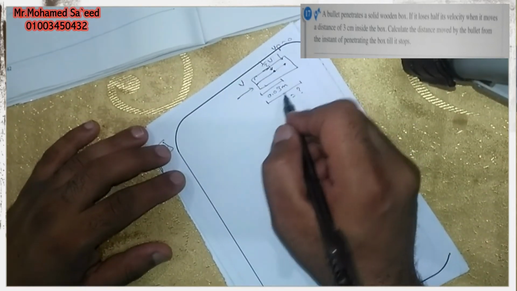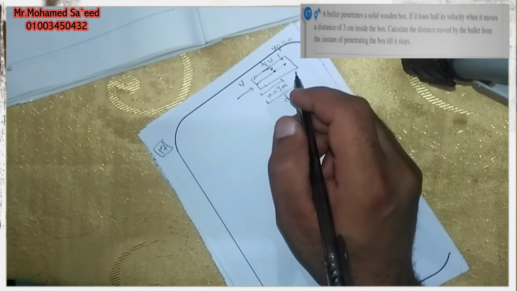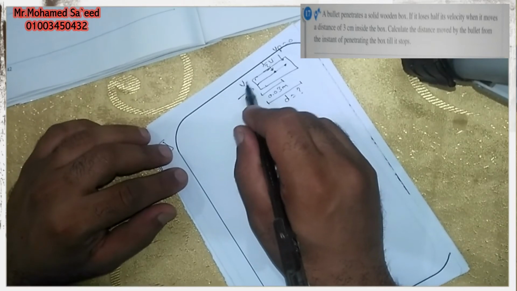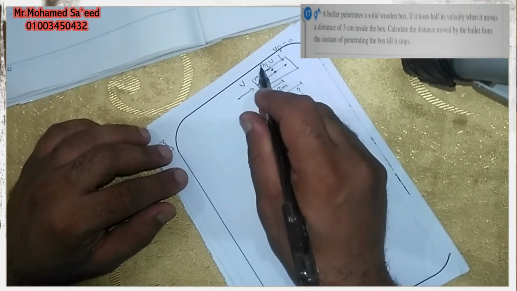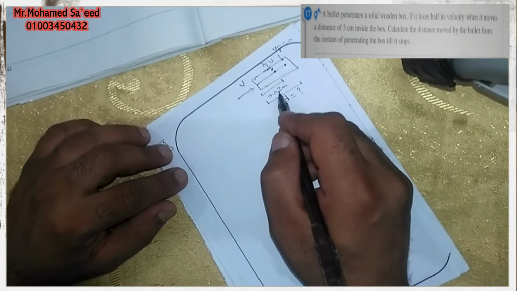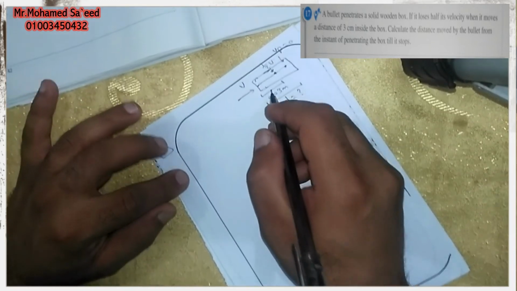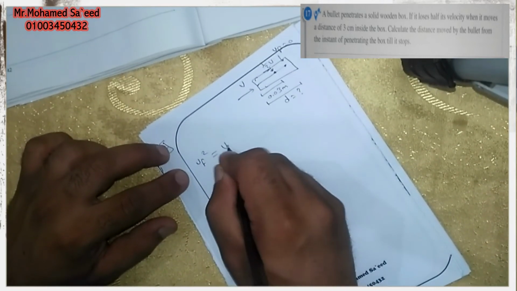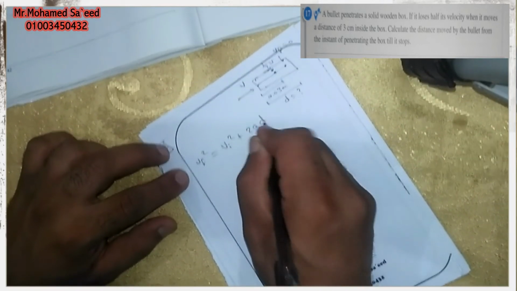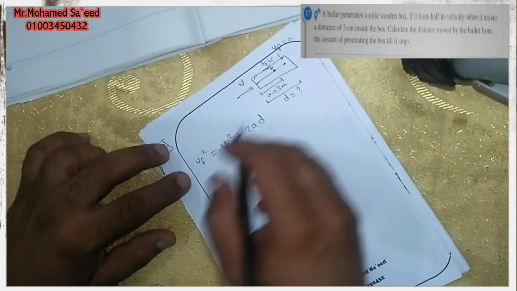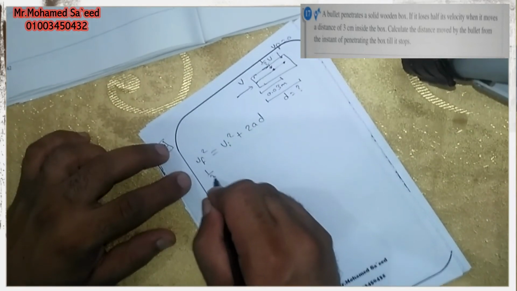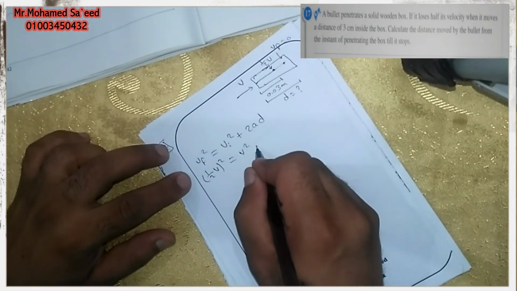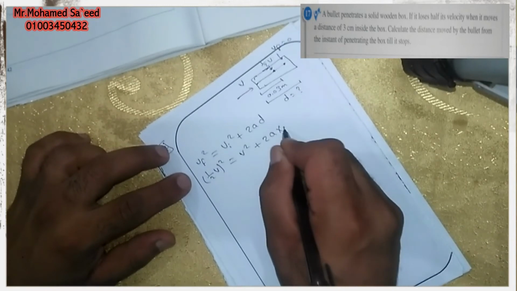To calculate the distance we should calculate the acceleration. We have the initial information: vi equals v, vf in this case is half v, and displacement equals 0.03. We have vi, vf, d and we want to calculate the acceleration. So we'll use the third equation: vf square equals vi square plus 2ad. In this case vf equals 1 over 2 v, all power 2, equals v square plus 2a times d, 0.03.